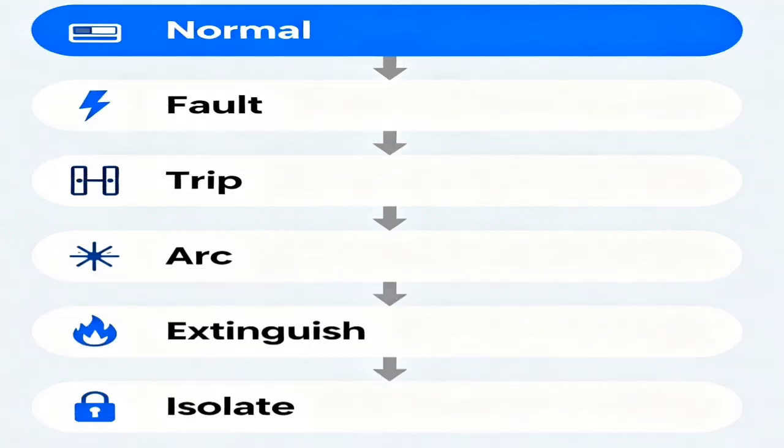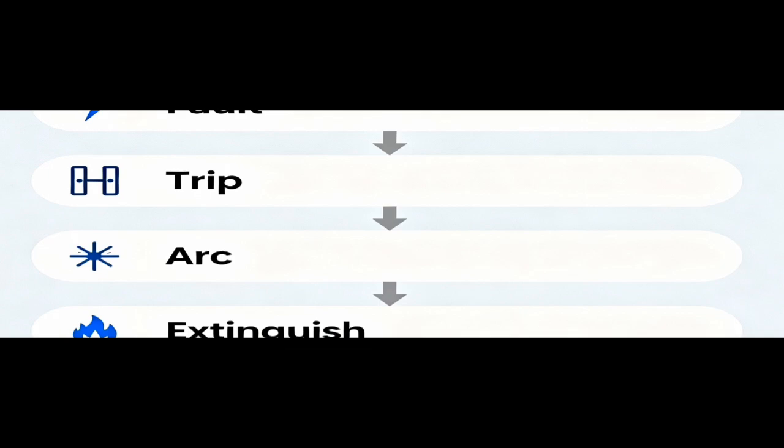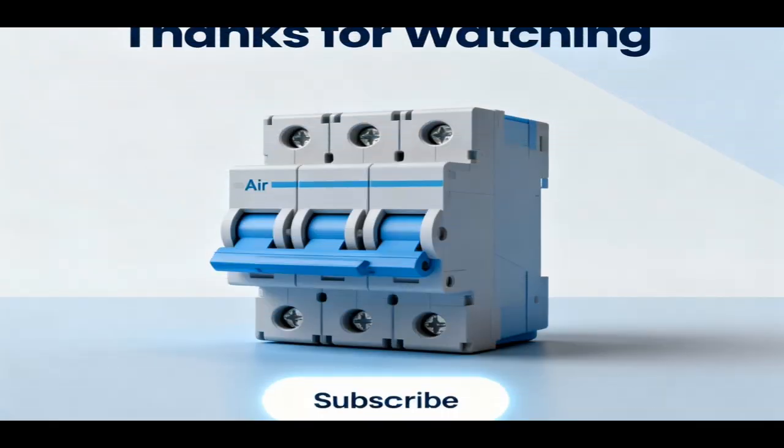To summarize: 1. Normal current flow. 2. Fault occurs. 3. Trip unit detects. 4. Contacts open. 5. Arc extinguished. 6. Circuit isolated. Thanks for watching.